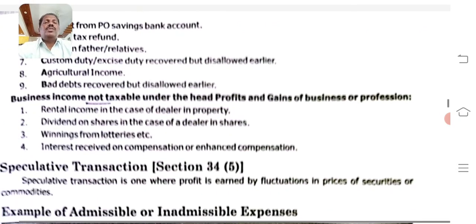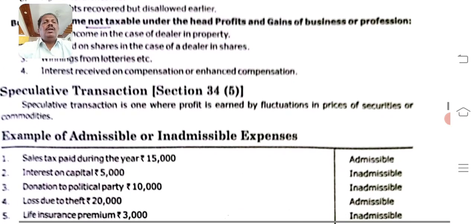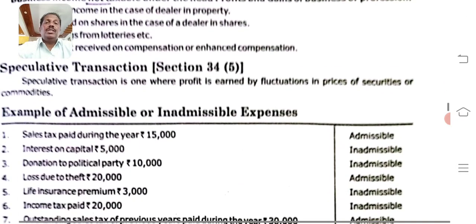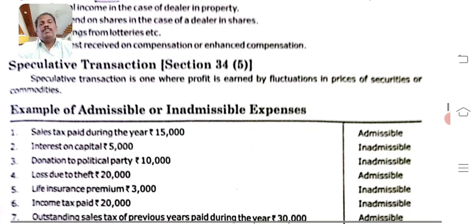Some business incomes are not taxable under the head profits and gains of business or profession. What are those? Rental income in the case of dealer in property, dividend on shares in the case of dealer in shares, even winnings from lotteries, even interest received on compensation or enhancement of compensation. Speculative transaction. Speculative transaction is one where profit is earned by fluctuation in prices of securities or commodity.